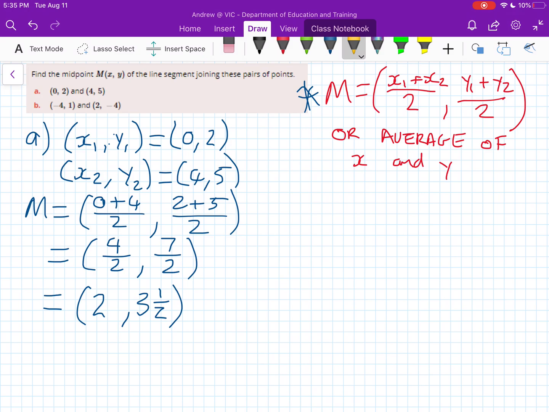Okay, so I'll go through B here. Yet again, it's really good to label everything because it is easy to mess up a number or confuse a number as x1 when it's actually y1 and that kind of stuff. It's a very common mistake.